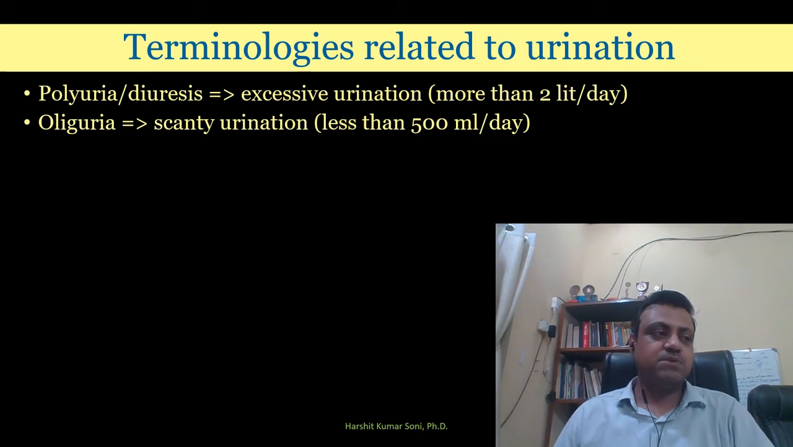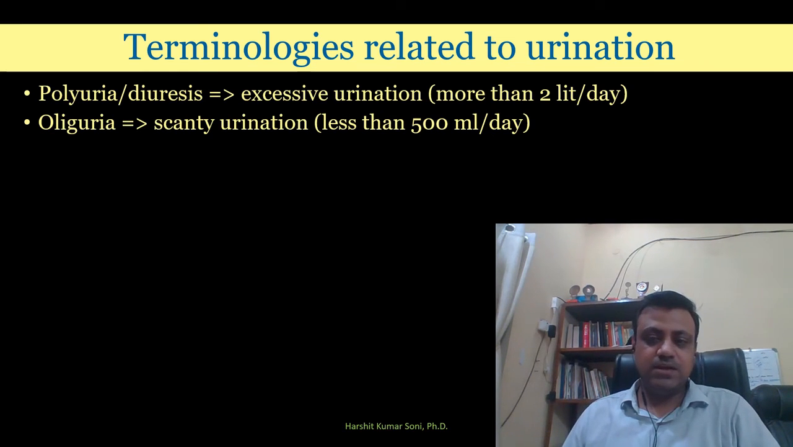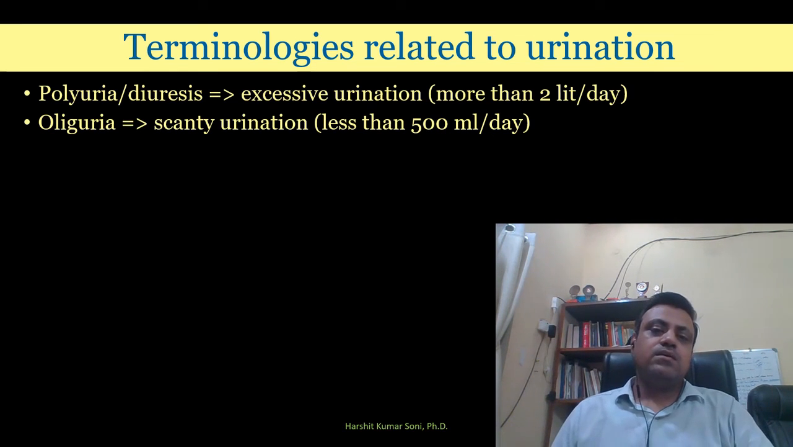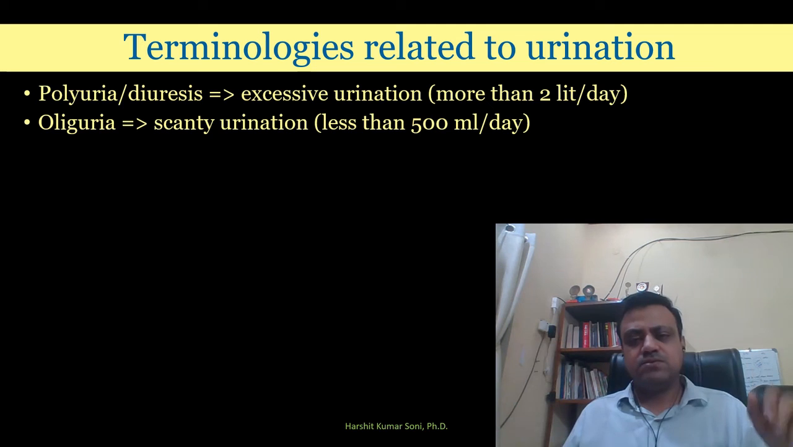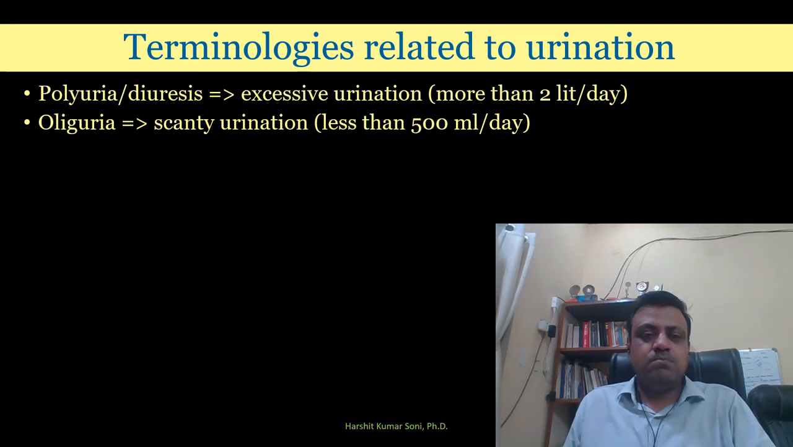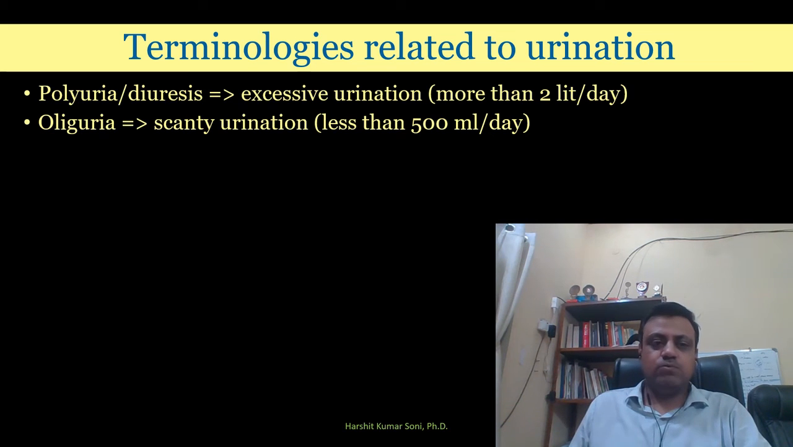So polyuria could be a symptom of diabetes insipidus, another type in which very much urination takes place. It is because of a hormone imbalance. That hormone is called ADH, antidiuretic hormone.